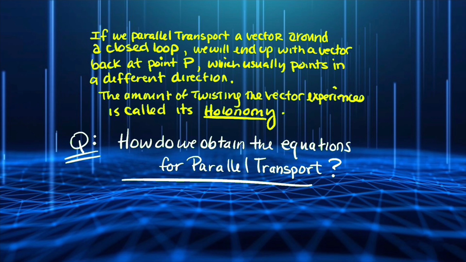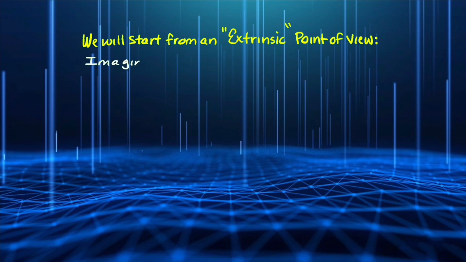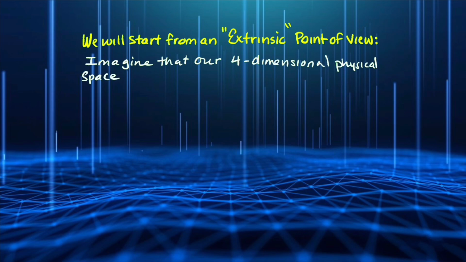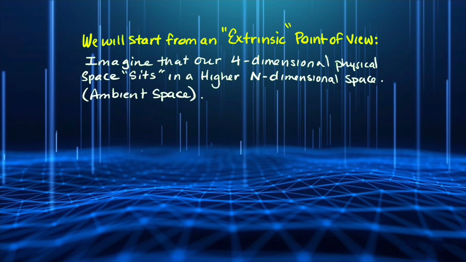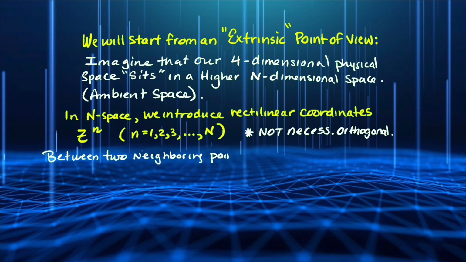So how do we obtain equations for parallel transport in a curved space? For this, we will take an extrinsic point of view, that is, looking from the outside in. So let's imagine that our four-dimensional physical space is immersed in a higher N-dimensional space. Capital N is the dimension of that ambient space. In N space, we introduce rectilinear coordinates, that is, straight line coordinates, z^n, where n ranges from 1 to capital N, but not necessarily orthogonal, just rectilinear.